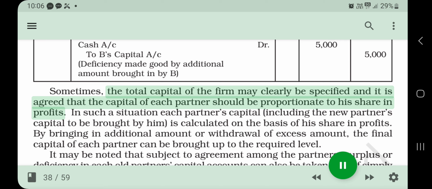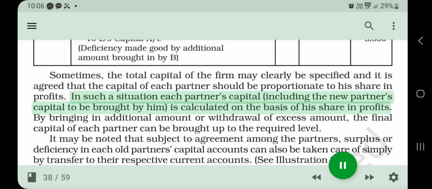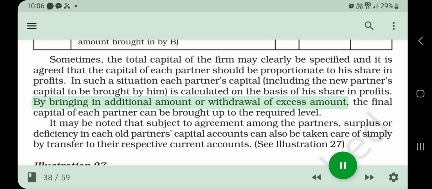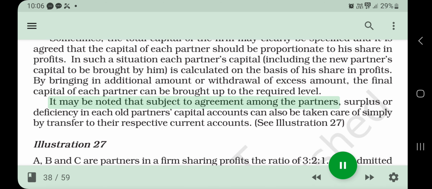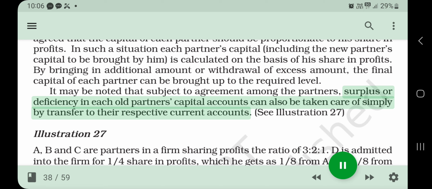Sometimes, the total capital of the firm may be clearly specified, and it is agreed that the capital of each partner should be proportionate to his share in profits. In such a situation, each partner's capital, including the new partner's capital to be brought by him, is calculated on the basis of his share in profits. By bringing in additional amount or withdrawal of excess amount, the final capital of each partner can be brought up to the required level. It may be noted that, subject to agreement among the partners, surplus or deficiency in each old partner's capital account can also be taken care of simply by transfer to their respective current accounts.